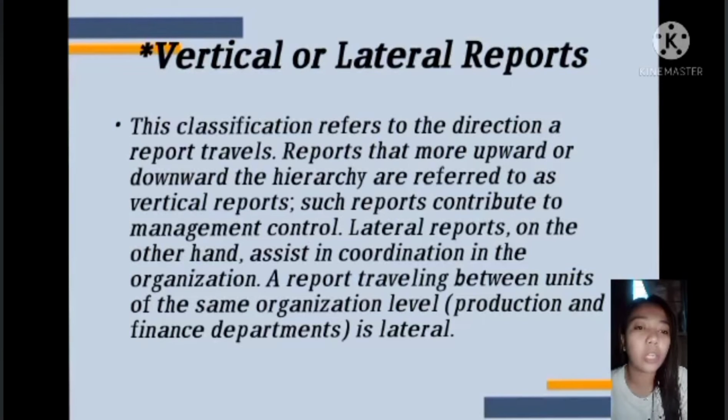Next is vertical or lateral report. This classification refers to the direction a report travels. Reports that move upward and downward the hierarchy are referred to as vertical reports. Such reports contribute to management control. Lateral reports, on the other hand, assist in coordination in the organization. A report traveling between units of the same organization level, such as the production and finance departments, is lateral.